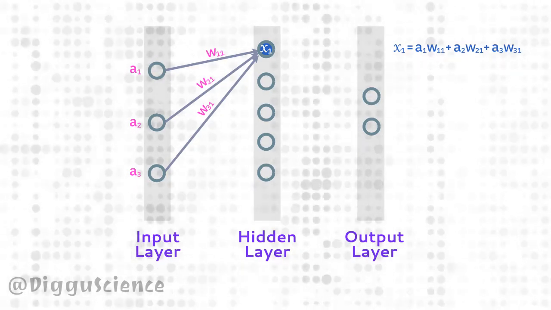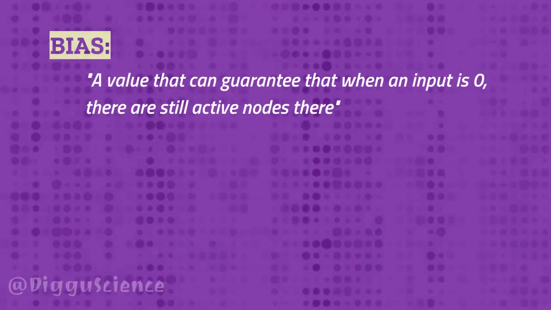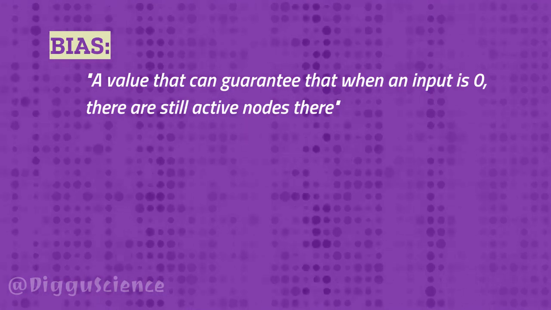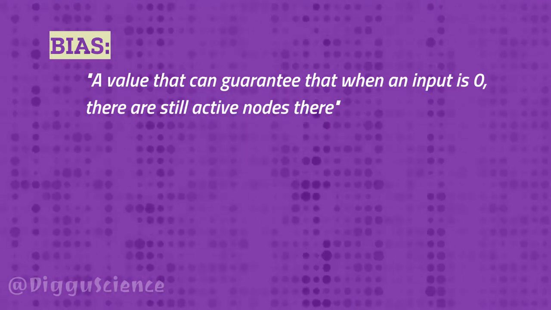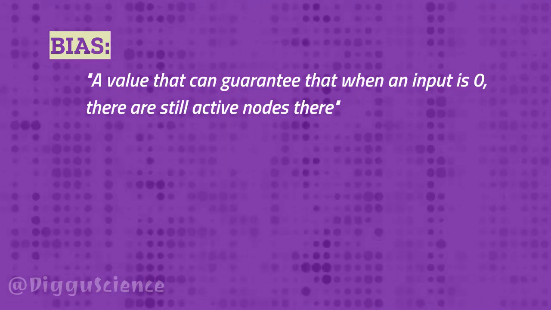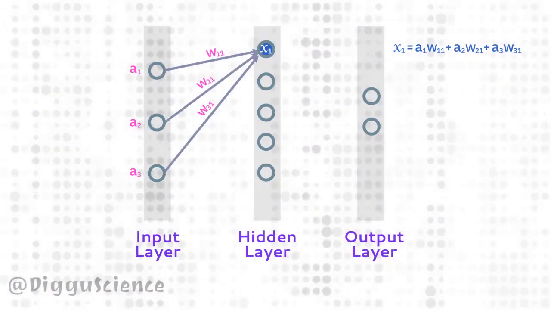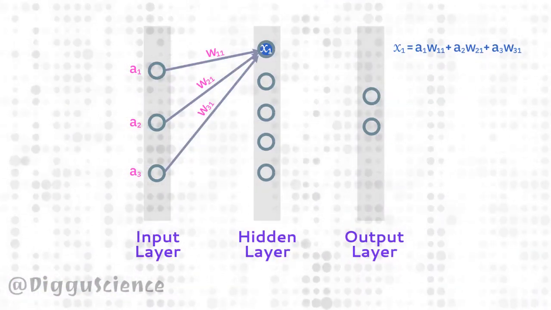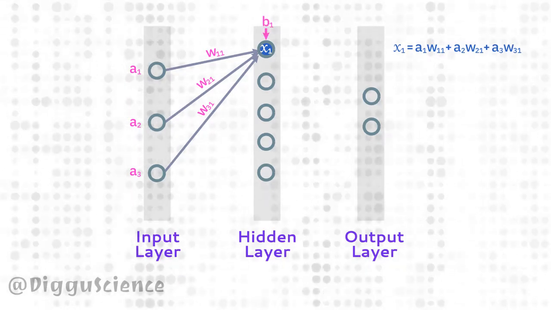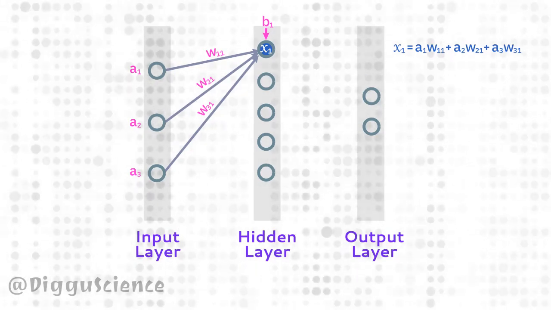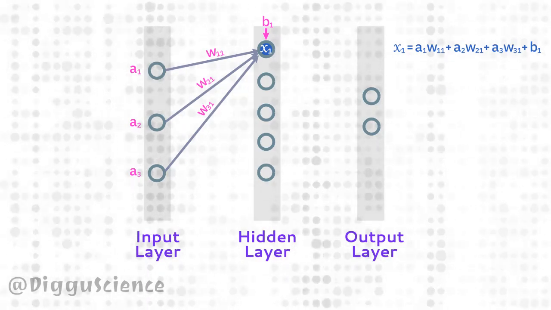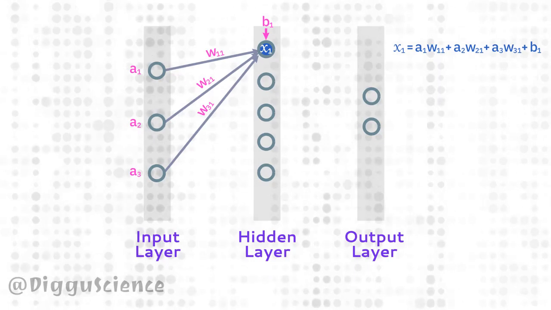Another factor that is quite important is bias. In simple language, bias is a value that can guarantee that when an input is 0, there are still active nodes there. Thus, the bias exists at the output node. In this case, the output node is node 1 on the hidden layer. Let's call it B1. The input value becomes x1 equals a1W11 plus a2W21 plus a3W31 plus B1.